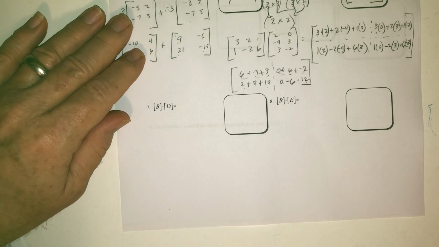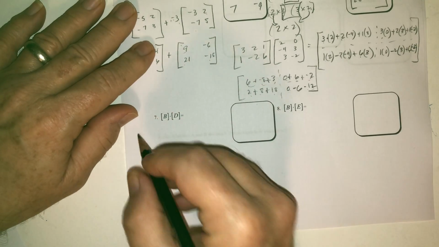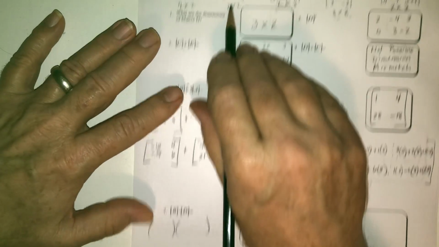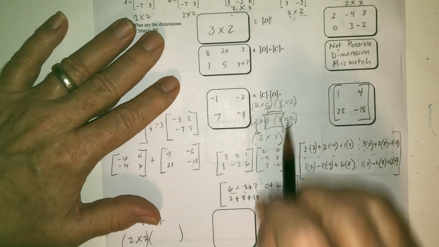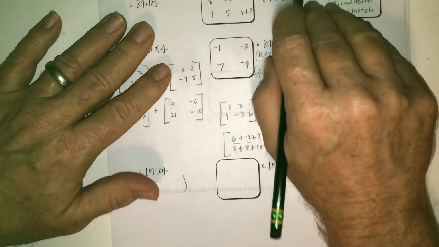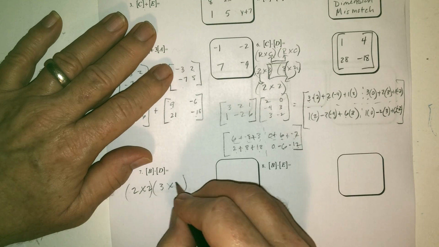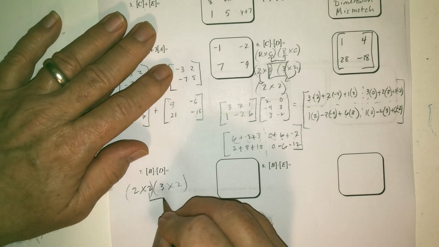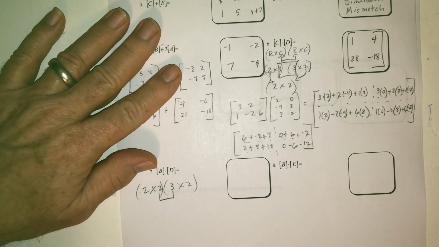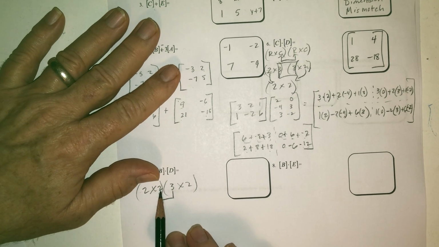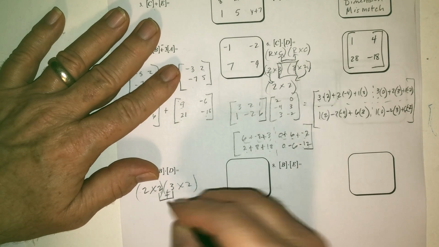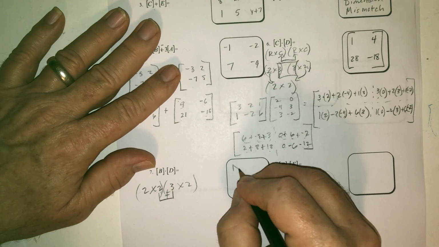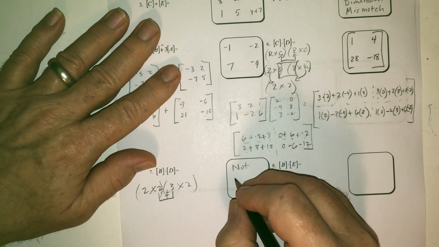Let's go down to number 7. In number 7, we're going to try to multiply two matrices. Now, B is, as you can see right here, a 2 by 2. So B is a 2 by 2, and D is a 3 by 2. Well, if we're going to multiply these, two numbers have to be equal: the number of columns of the first and the number of rows of the second matrix. They are not equal, so this one is not possible.